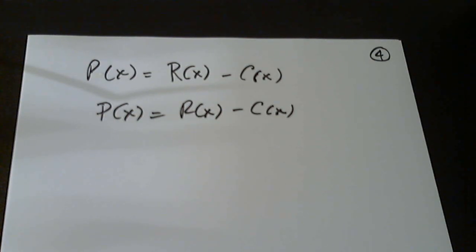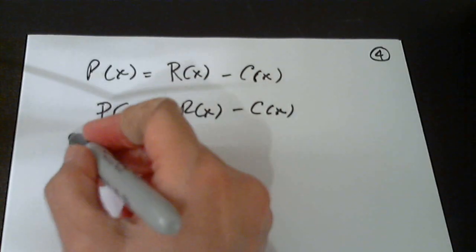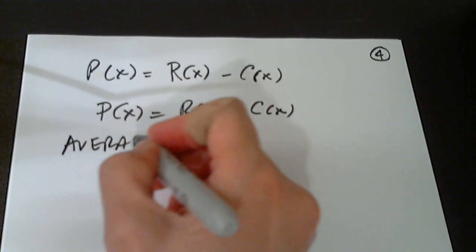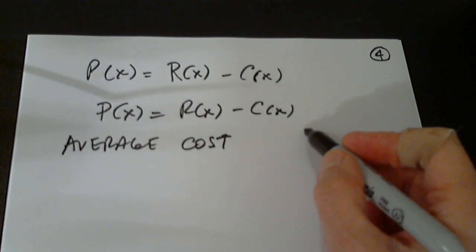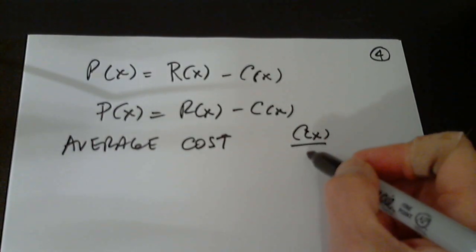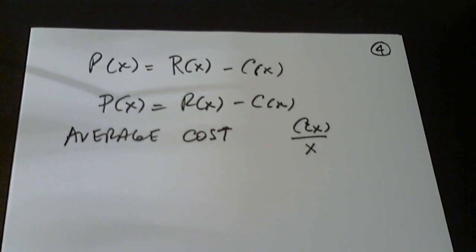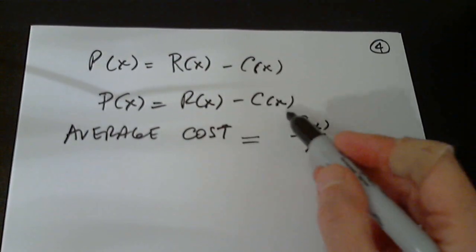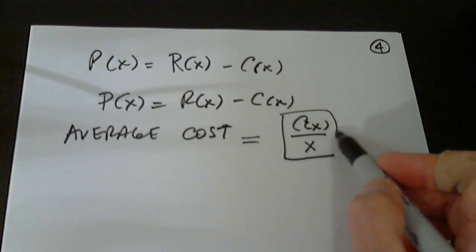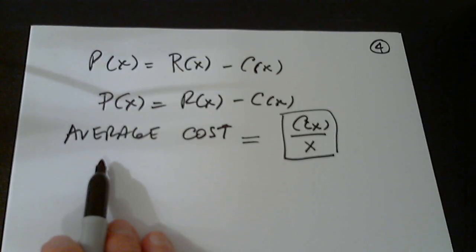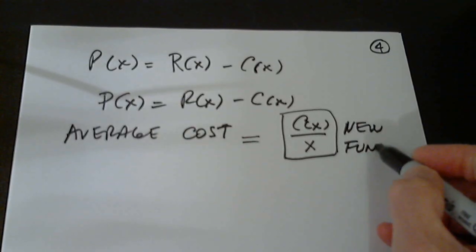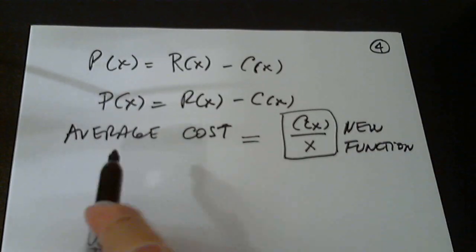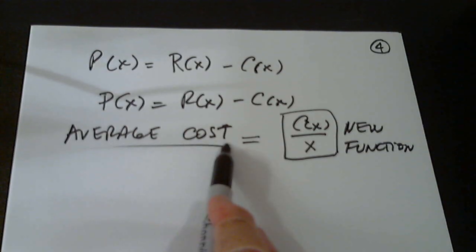Now we also have something called the average cost function. That is C of x divided by the number of units we manufacture. This is the so-called average cost. We're not talking about the average rate of change. This is a totally new function. The function is called average cost.